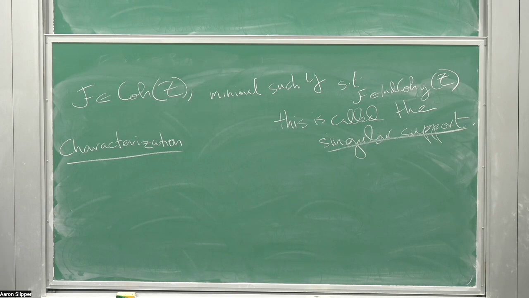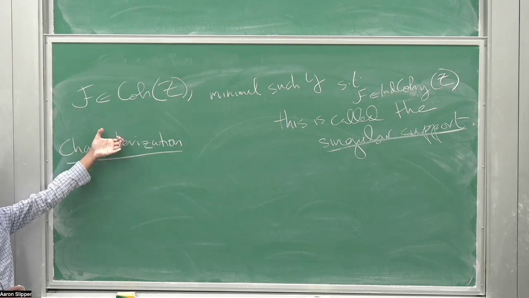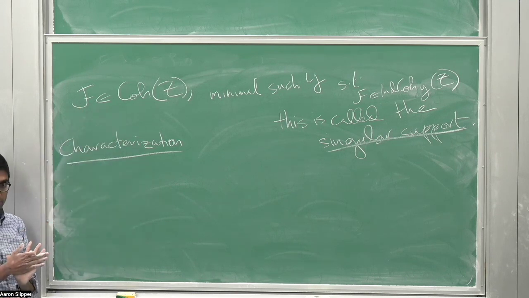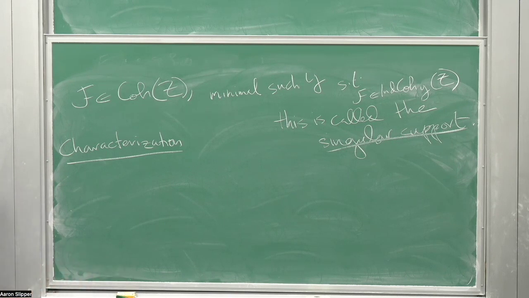Okay, so maybe the first example is that if your object is actually perfect, then the singular support is going to be contained in the zero section, and it's just going to be the set theoretic support. So it's just going to be a subset of Z, which is the usual support. So this is some sort of refinement of the usual support.